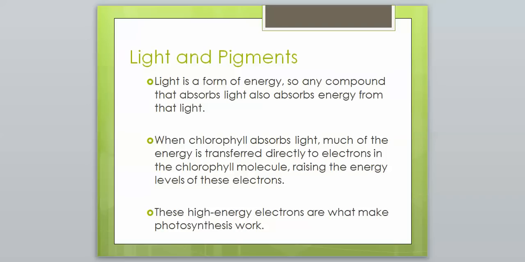And then wrapping it up with light, light is a form of energy, so any compound that absorbs light also absorbs energy from that light. When chlorophyll absorbs light, much of the energy is transferred directly to electrons in the chlorophyll molecule, raising the energy levels of these electrons. So specifically, when light comes into chlorophyll, it's going to raise the energy of the electrons. These high energy electrons are what make photosynthesis work. So photosynthesis is powered by electrons that have been excited, that have had their energy levels raised. Keep that in mind, and let me know if you have any questions.